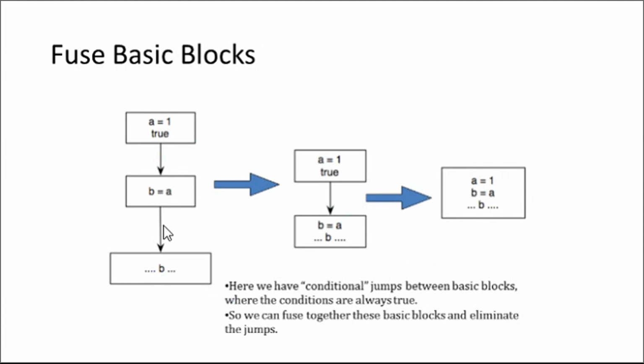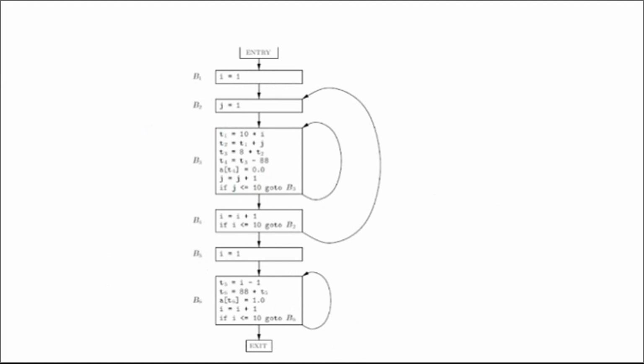Can we fuse those statements in such a way that we get only one basic block? But we have to take care that there should not be any conditional or unconditional jump. So these are the basic blocks which have been shown for your flow graphs.